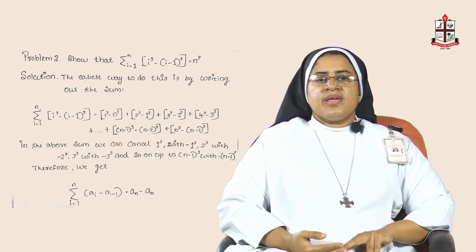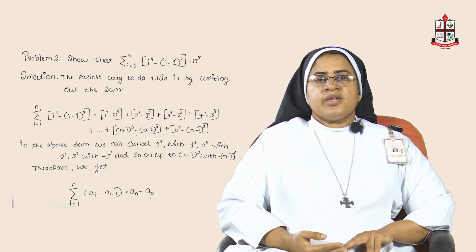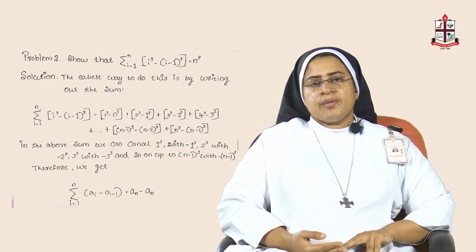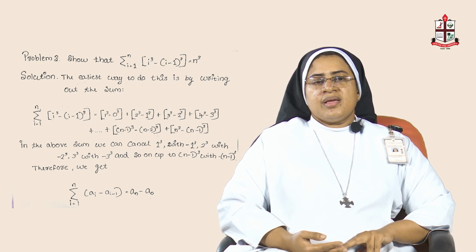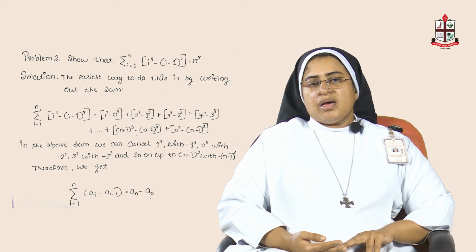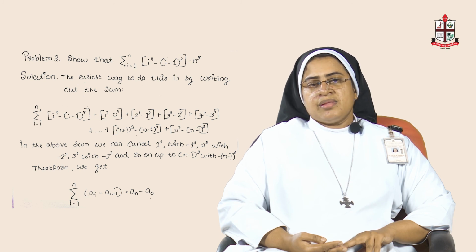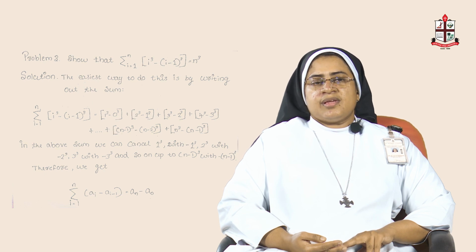So, in the above sum we cancel 1 cube with minus 1 cube, 2 cube with minus 2 cube, 3 cube with minus 3 cube, etcetera, and (n minus 1) whole cube with (n minus 1) whole cube with a negative sign. So, you will get finally sigma i equals 1 to n of a_i minus a_(i minus 1); the first and the last term remain, all the others cancel, you will get a_n minus a_0. That is, the last term remains and the first term comes with a negative sign.